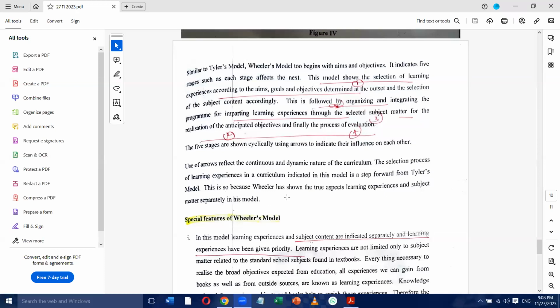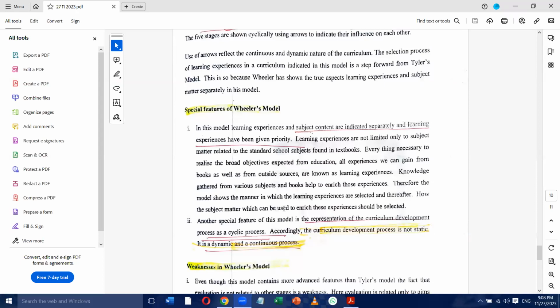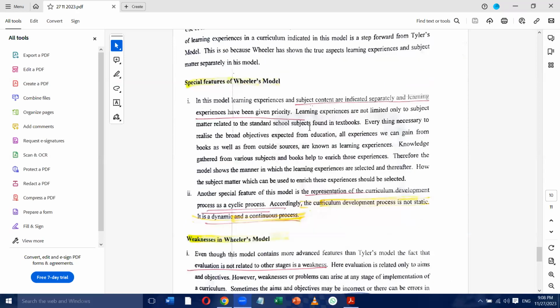It is a step forward from Taylor's model. This is so because Wheeler has shown the 2 aspects, learning experiences and subject matter, separately in his model. So we'll see the special features in Wheeler's model. In this model, learning experience and subject content are indicated separately, and learning experience has been given priority. Learning experiences are not limited only to subject matter related to the standard school subjects found in the textbooks. Everything necessary to realize the broad objectives expected from education, all experiences we can gain from books as well as from outside sources, are known as learning experiences.